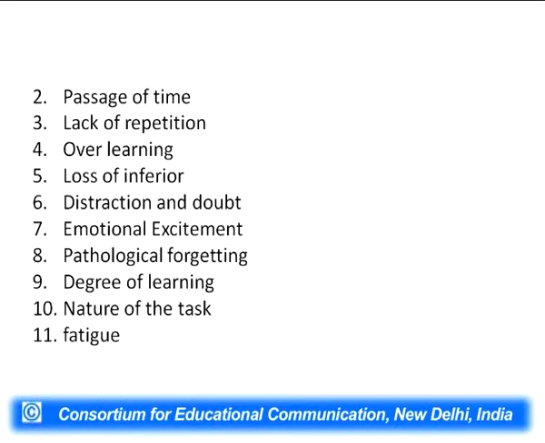Similarity of methods, sometimes similar methods interfere in between. Age and intelligence. This also matters, how much you grow. It depends on the age factor and intelligence of the learner, how much they forget. Then passage of time, if there is a gap interval, likely to forget. Then lack of repetition, if repetition is not there, likely to forget. Overlearning, my dear friends, it is important to know that sometimes overlearning is the cause of forgetting, loss of material.